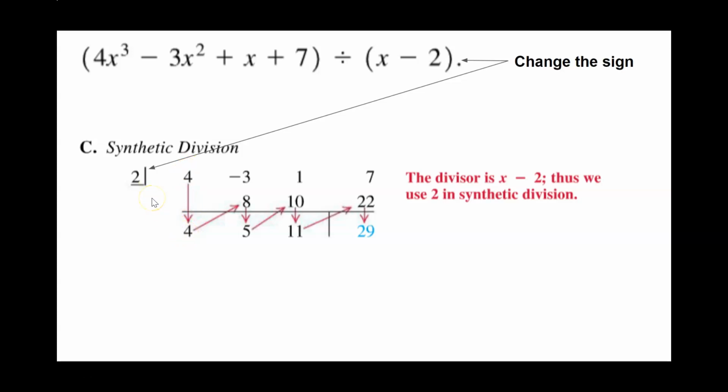Then we're going to multiply. 2 times this 4 gives us this 8. Then once we get this 8, we add them together. -3 plus 8 gives us 5. And then we just repeat the process all over again. Take the 2, times it by this 5 gives us 10. We add them two together. We always add. This time we're actually adding. In long division, we subtract. So we add them, we get 11. Then we times this 2 by this 11 here. We get 22. Add them, and we get a remainder of 29.